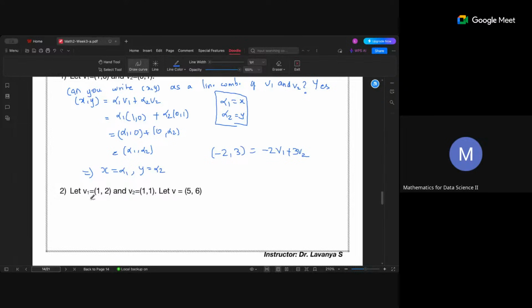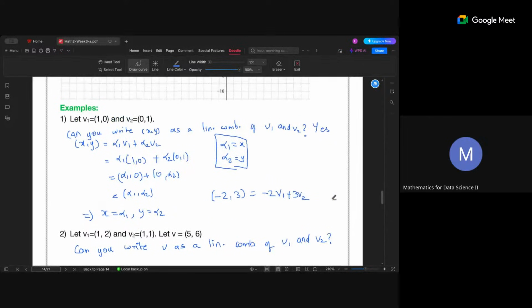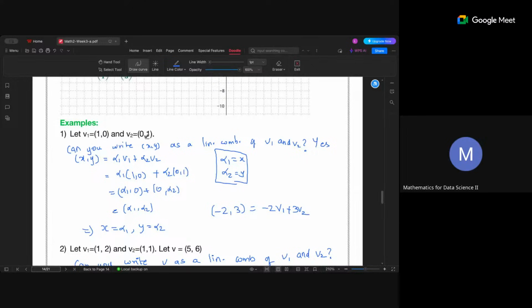Now try this one. Can you write v as a linear combination of v1 and v2? There is something important I missed to ask: are v1 and v2 linearly independent? Are they linearly independent? Yes, v1 and v2 are independent.